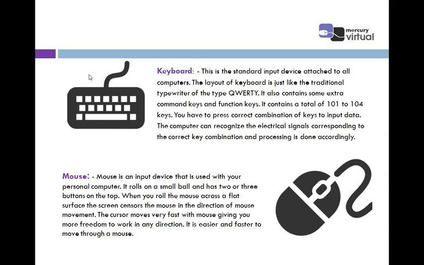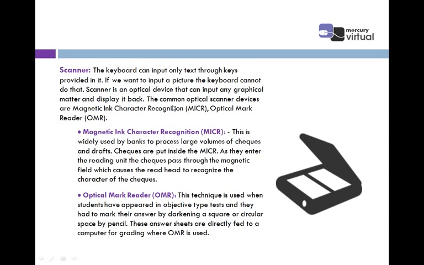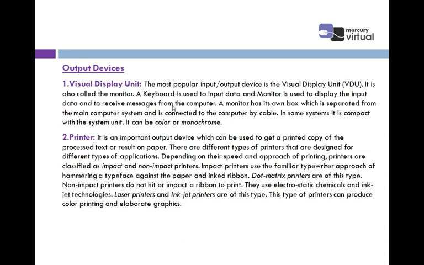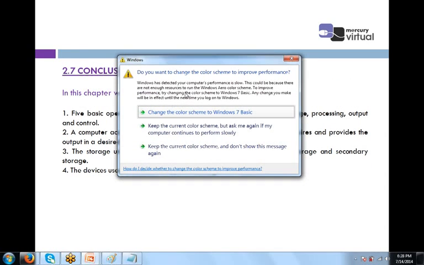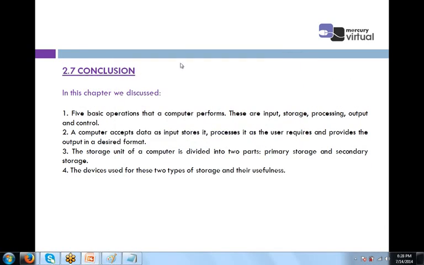Then there are different categories of input devices, that is keyboard, mouse, scanner, and scanner includes MICR, OMR. Output devices include VDU and printer. Printers are of 2 categories, impact printer and non-impact printer. Impact printer includes dot matrix printer. Non-impact printer includes laser printer and inkjet printer. That's all.